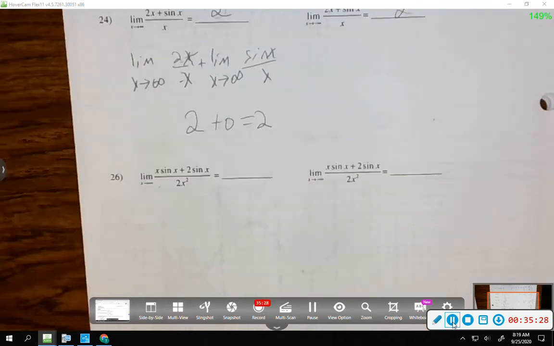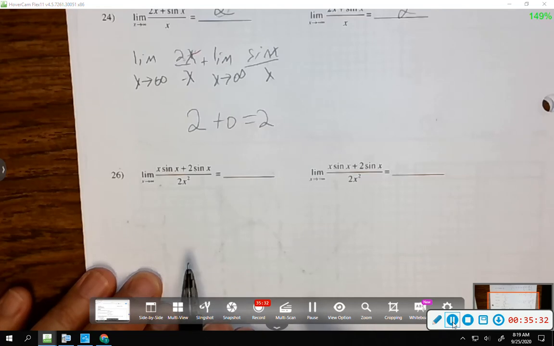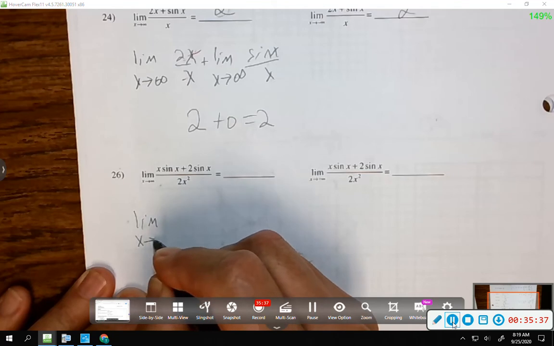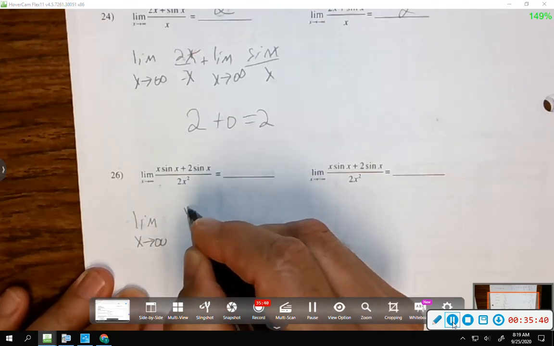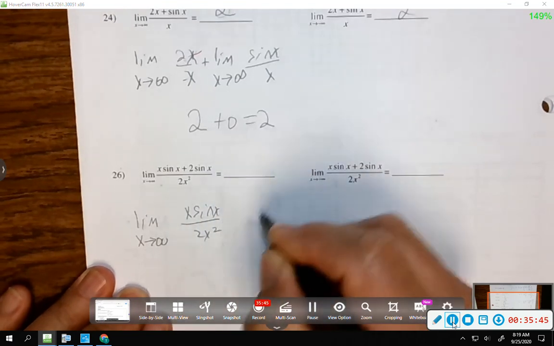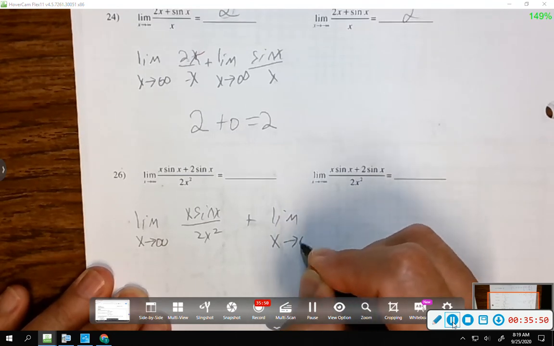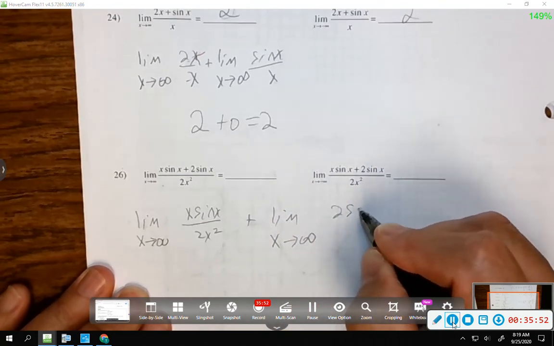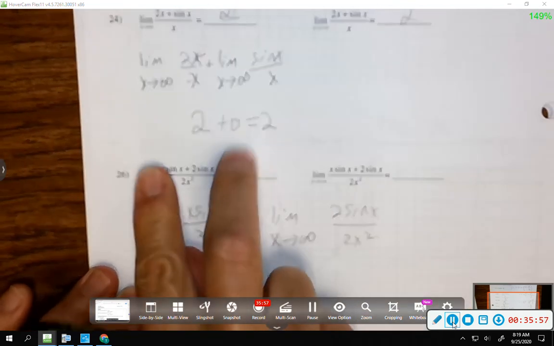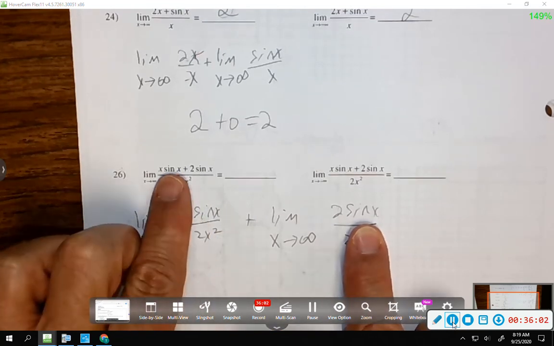26. Similar problem. I'm going to separate the numerator over the common denominator. So x sine of x over 2x squared, and then I'm going to add the limit as x approaches infinity of 2 sine of x over 2x squared. So I'm separating the numerator over that common denominator. If I added these two fractions together, I would get that. I'm just separating it now.